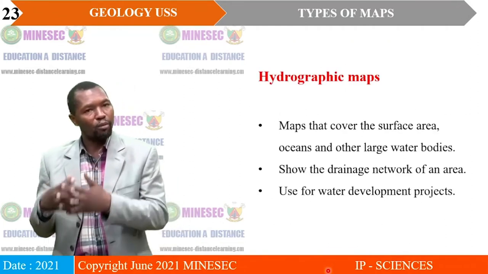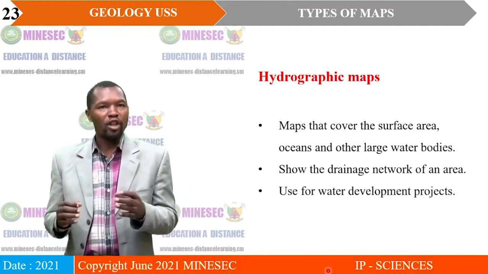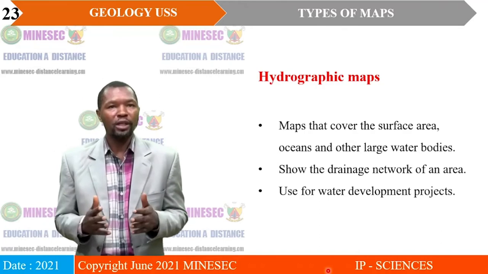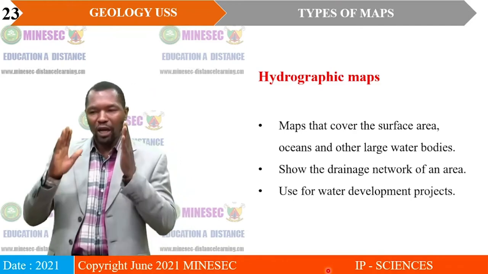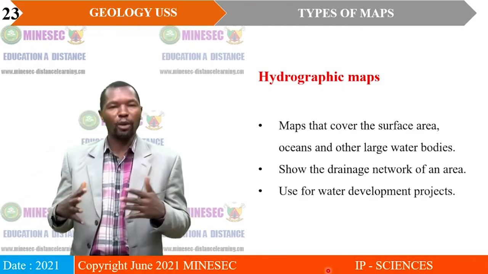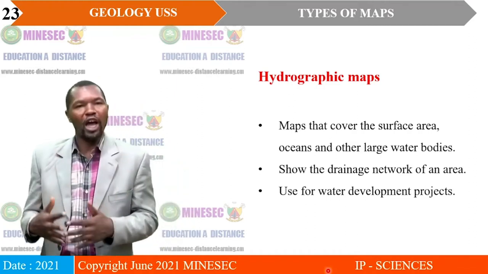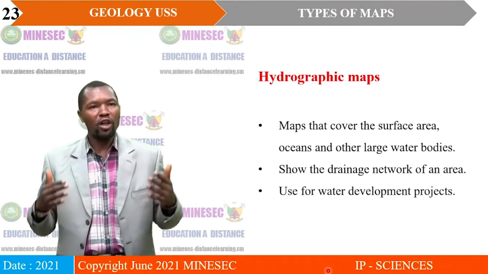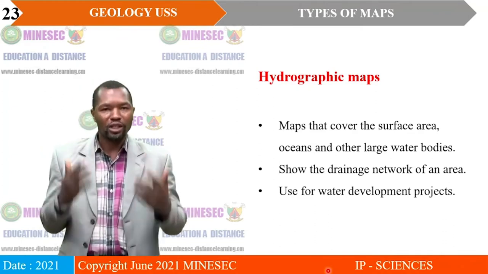A hydrographic map. From that information, a hydrographic map, therefore, is a map that covers the surface of the earth, or that covers the surface of an area. The area could be what? Oceans, and most likely, large water bodies. So these maps, they show what? The distribution of large water bodies, or the different water bodies in an area. And they show the what? The drainage network of an area. The fact that they show the drainage network of an area therefore helps us to understand that they can be used for water development projects.